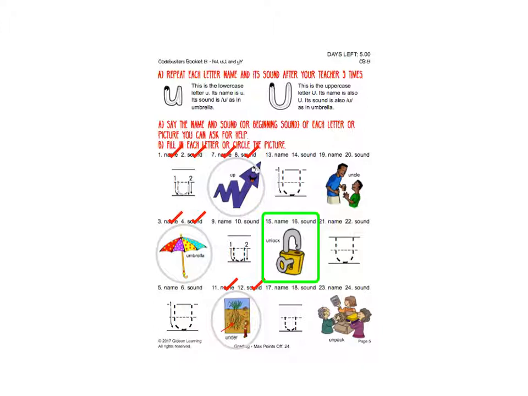This is a picture of unlock. Its beginning sound is, and now circle it. This is a picture of uncle. Its beginning sound is, now circle it. This is a picture of unpack. Its beginning sound is, now circle it.